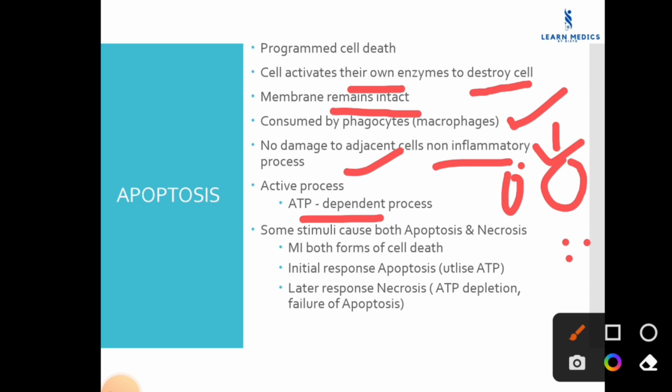For example, historically it was thought that cell death in myocardial infarction was initiated by necrosis, but later studies proved that the initial response is apoptosis, in which the cell adapts to the infarction by the apoptotic way, which utilizes ATP and does not cause inflammation. But later, if apoptosis fails, it leads to necrosis, which is due to ATP depletion and failure of apoptosis.